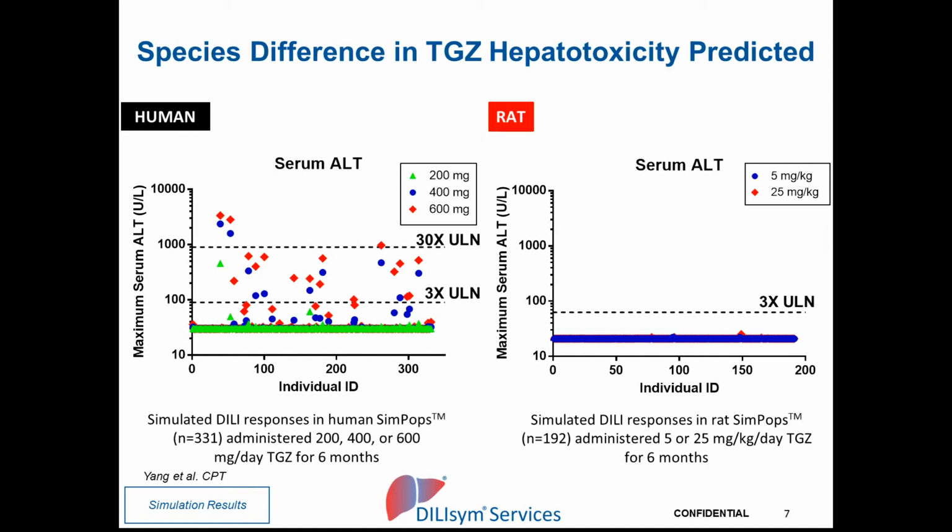And in fact, as I mentioned previously, in the preclinical rat studies there were no reports whatsoever of drug-induced liver injury with troglitazone treatment. So again, the species difference that was observed in the preclinical and clinical development was also captured with these simulations. It's worth pointing out that had the simulations been done in advance of the clinical trials, this risk would have been highlighted and the clinical trials might have been designed differently.